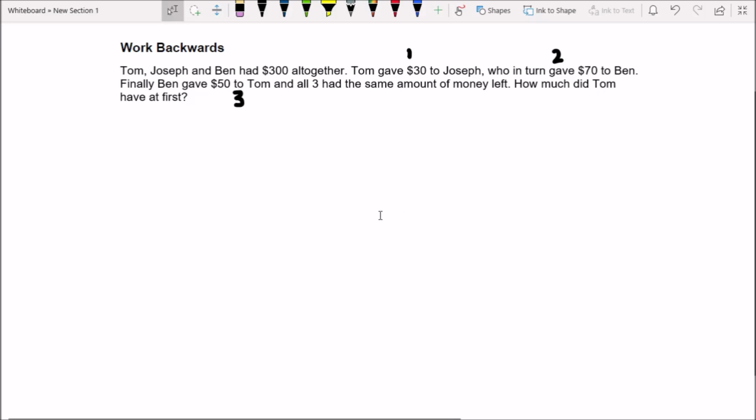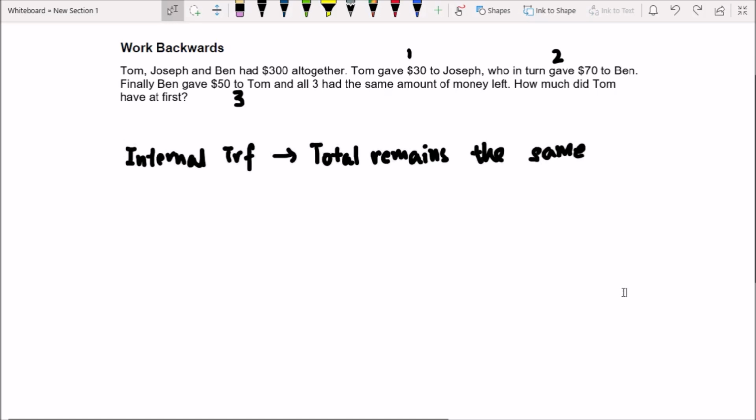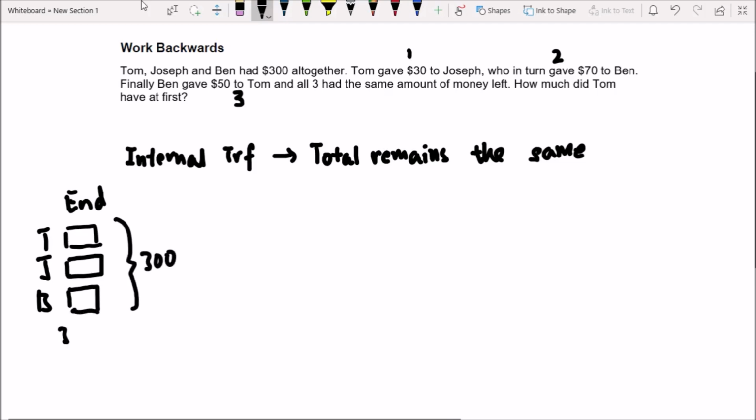Notice that in the entire question, money is being transferred within themselves. Nothing goes out, nothing comes in. Thus, we call this internal transfer, where the total remains the same. Since they have the same amount in the end, and the total is still $300, we can figure out that each person has $100 in the end.